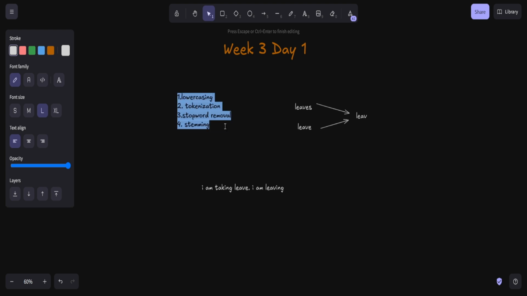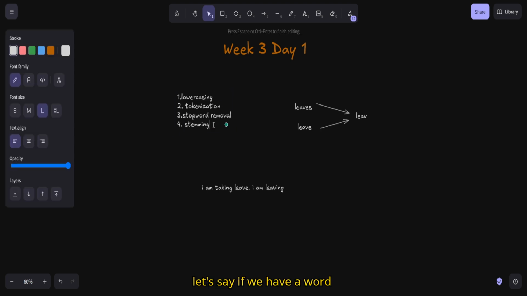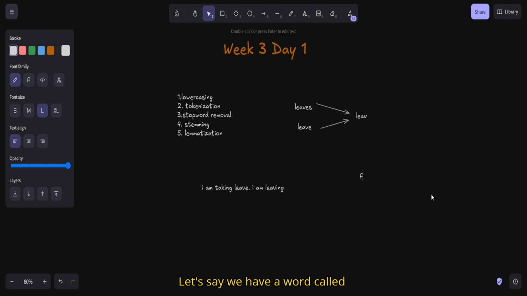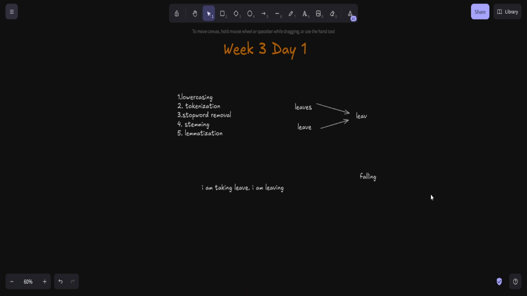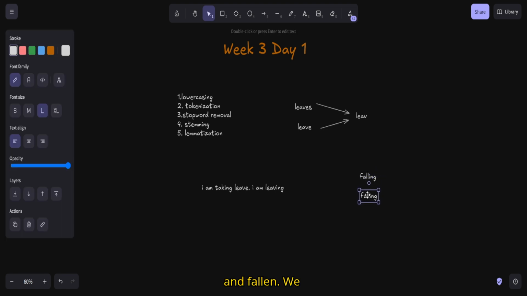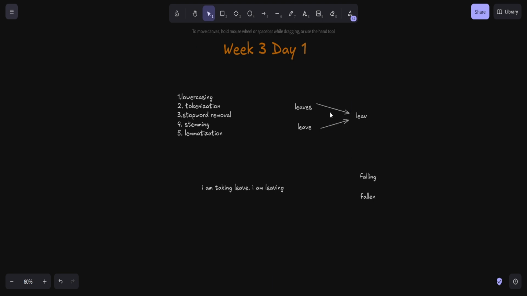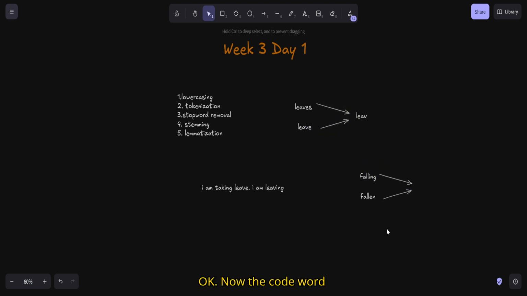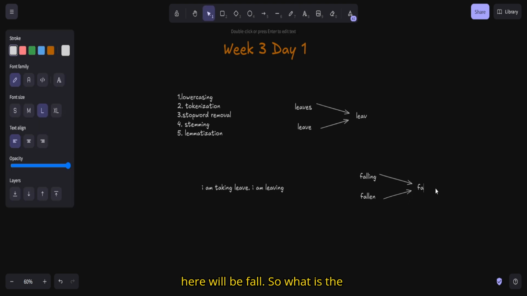Now, let's say we have a word, lemmatization. After this we do lemmatization. What is lemmatization? Let's say we have a word called falling and fallen. We again go to its core word, whatever the core word was. Okay. Now, the core word here will be fall.